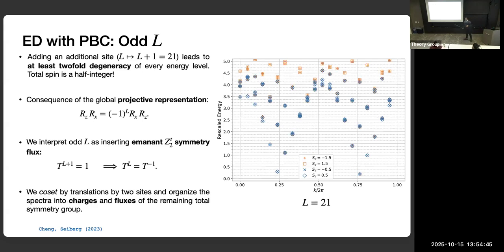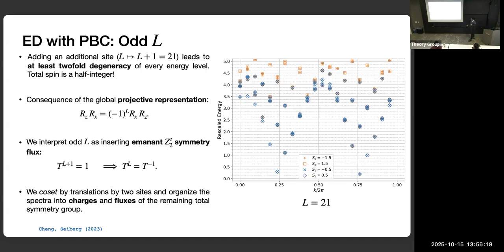Okay, here is my reference for defining the emergent symmetry. Now, let's look at the odd lattice system size. What happens is that, first of all, now I have an odd number of spin 1/2 degrees of freedom. So my total spin in the lattice has to be some half-odd integer. This means that every state has to be at least 2-fold degenerate, because I have either total spin 1/2 or 3/2, whatever representation.